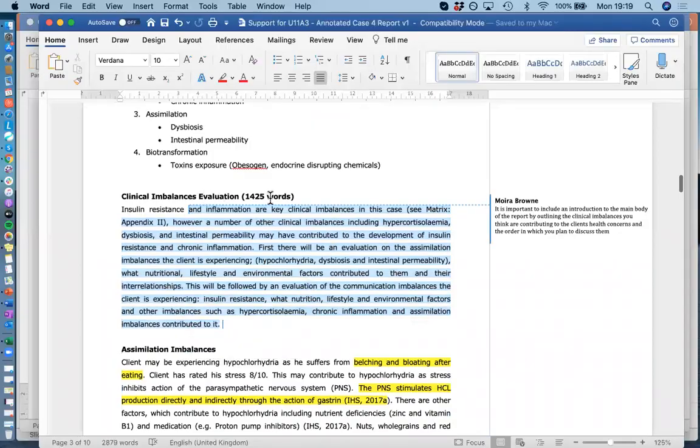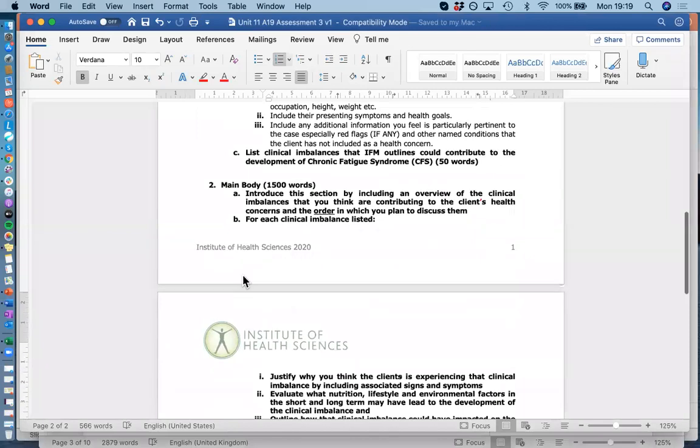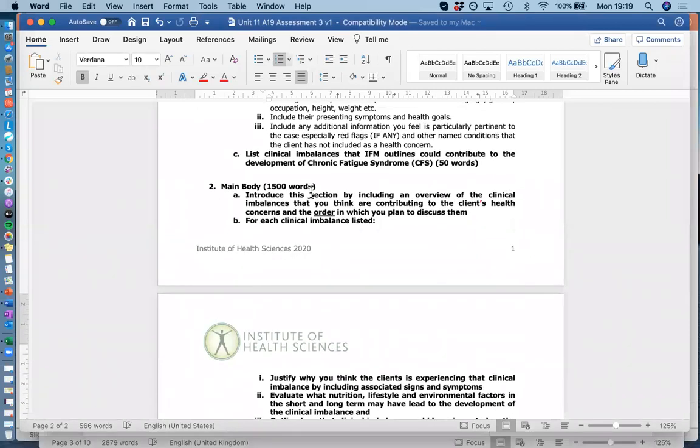And then we have the main body. So in this section, the main body of the report is 1,500 words. This is where you basically do an evaluation of all the potential, and more specifically the key, clinical imbalances the client could be experiencing, and then evaluate the nutrition, lifestyle, and environmental factors that could have contributed to them. So this is really your interpretation, in a sense, your evaluation.